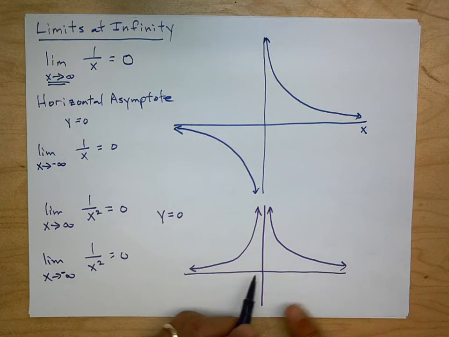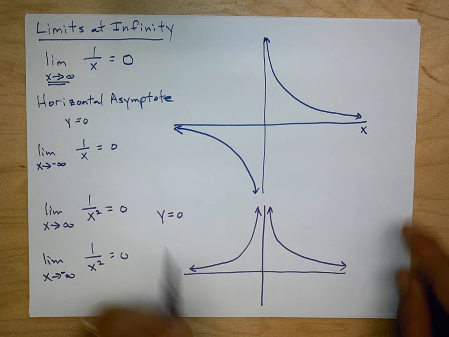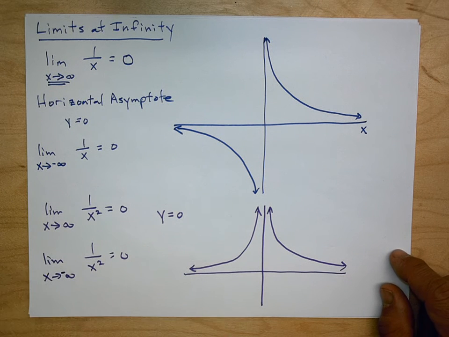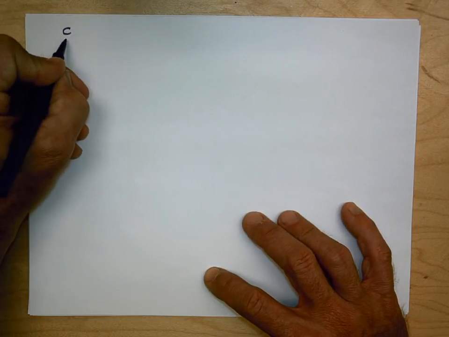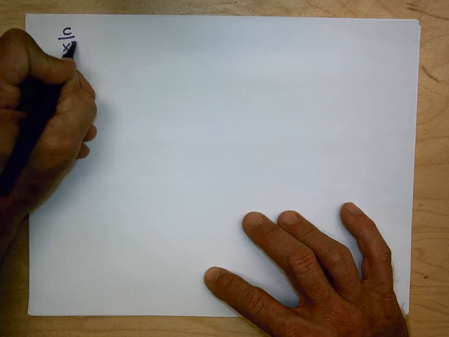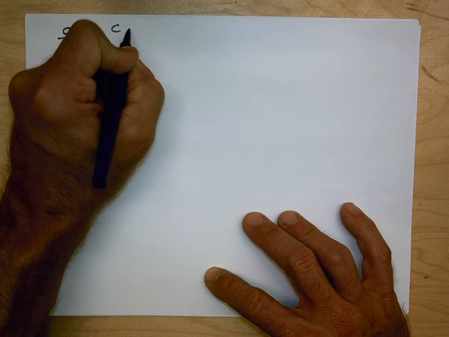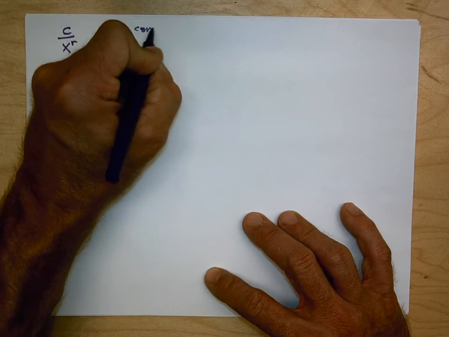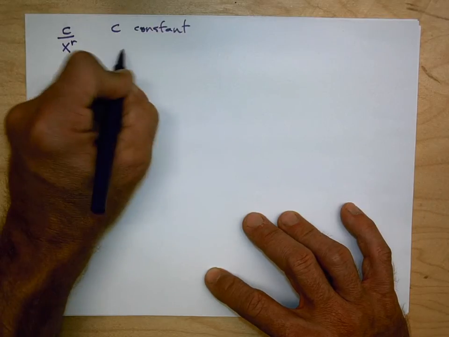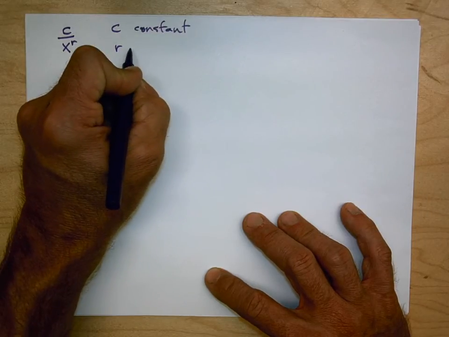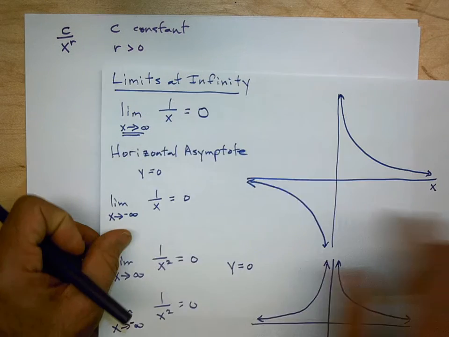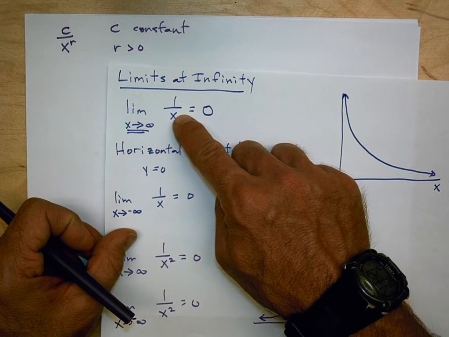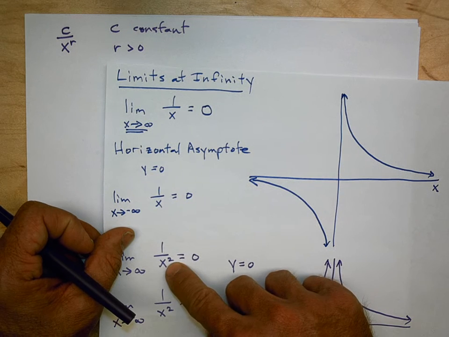But again, we're talking about end behavior, so it's going to be the same in both cases. So, to generalize what's going on here, we can say something of the form c over x to the r, where c is some constant and r is a positive number. In this case, c was 1 and r was 1. In this case, c was 1 and r was 2.